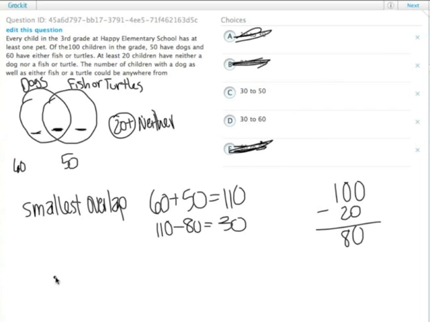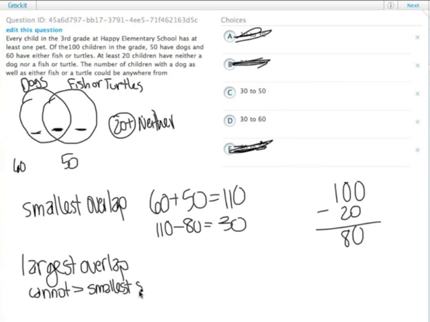The largest possible overlap, basically we would want them to overlap almost entirely, but they cannot. I should write this down: largest overlap cannot be greater than the smallest set. So if there are 50 who have dogs and 60 who have fish or turtles, there can't be more than 50 that are in the overlap area, because then you'd have more than 50 who had dogs.